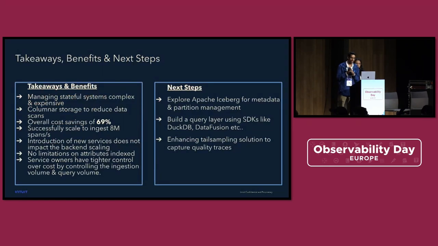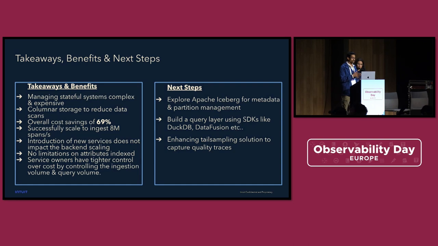So finally, coming to the summary, key takeaway and benefits. Like I said, managing stateful sets is very, very difficult given the volume that we have, and given the fact that there is continuous flux in your traffic, which makes the operational aspect of stateful services very, very difficult. Columnar storage makes the data scan minimal. And with this, we've been able to reduce the cost by 69%. We have deployed this in our production, and it's been running for the last couple of quarters, and we do actually see a reduction of 69%. This is not a theoretical number that we are quoting here. It's actual savings that we have made in the last quarter.